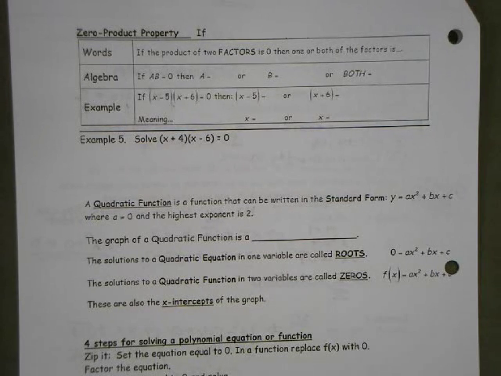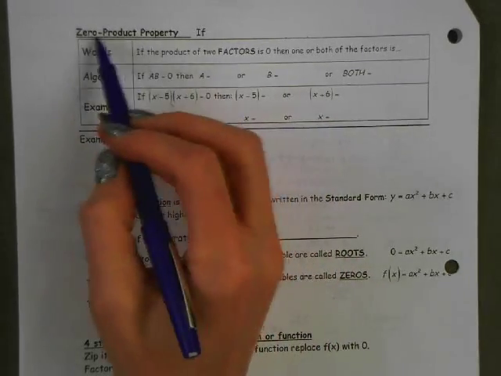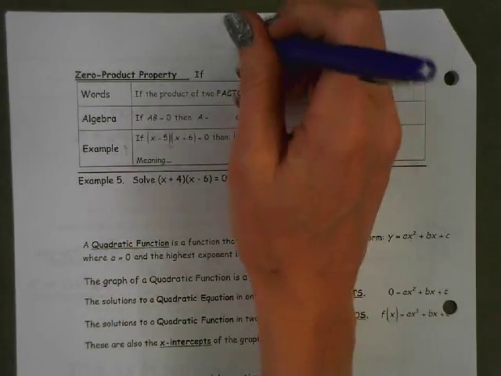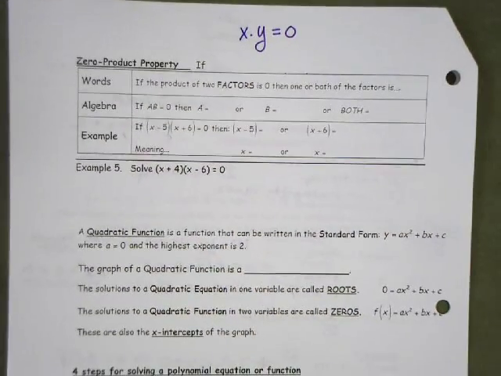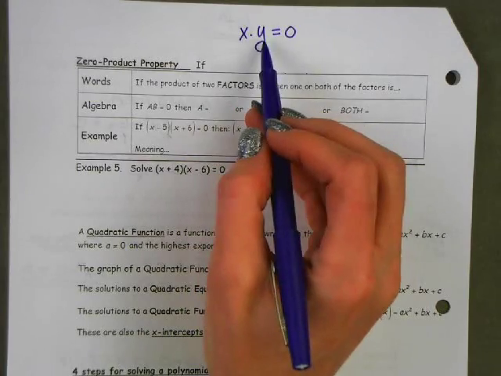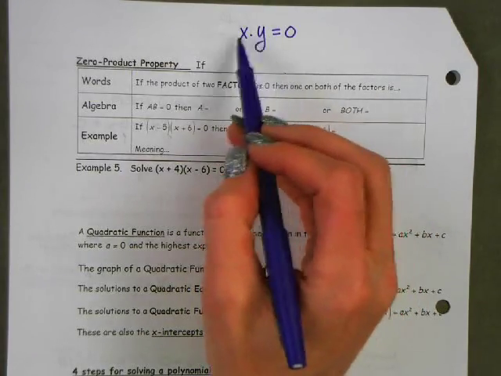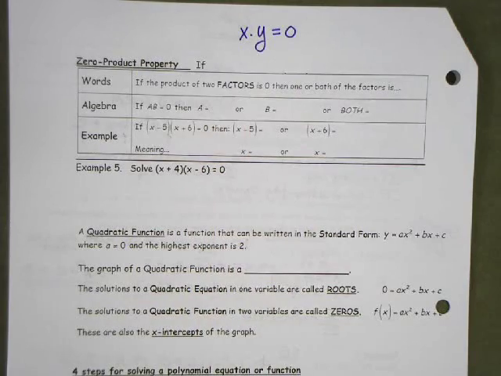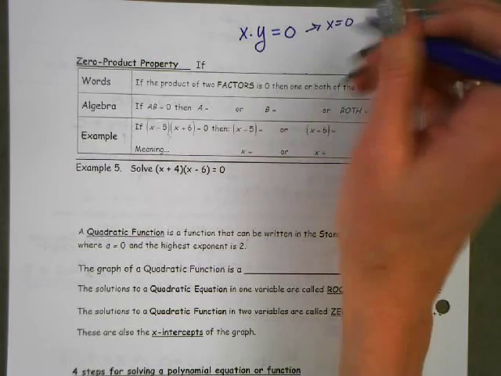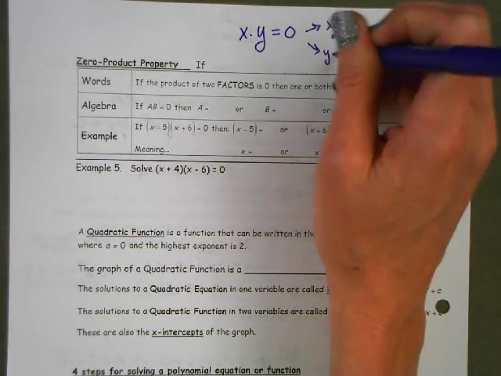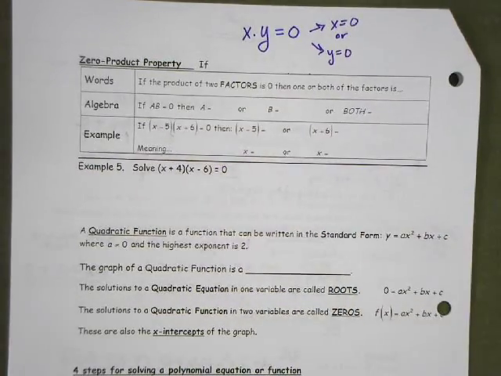We're working with what's called the zero product property. Okay? And what the zero product property means is if two things are multiplied together, so let's say I have x times y, and they equal 0. If I have two things multiplied together, one of these we know is going to equal what value? 0, right? So we know that either x could equal 0, or we know that y could equal 0, or we know what else?